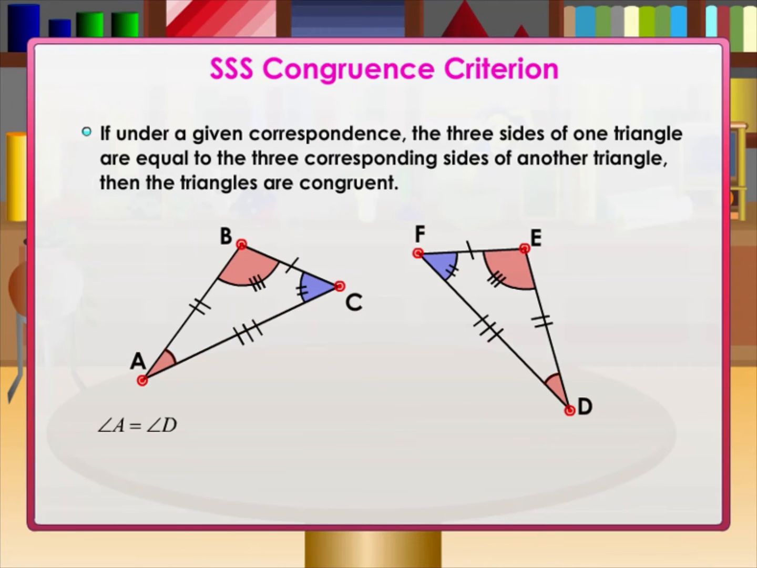We can observe angle A is equal to angle D, angle B is equal to angle E, angle C is equal to angle F. Therefore, by SSS congruency, we can say that triangle ABC is congruent to triangle DEF.